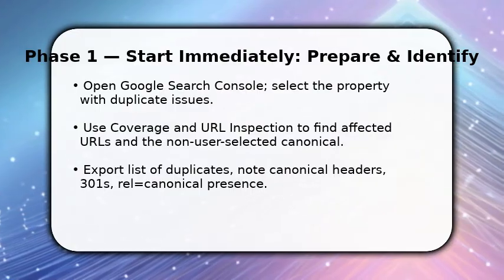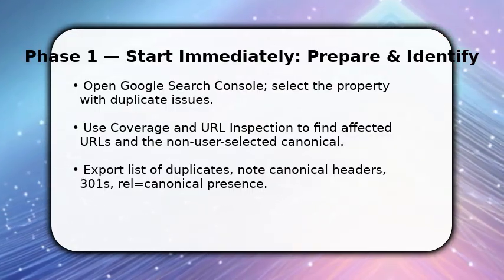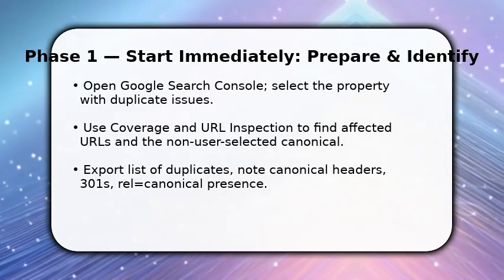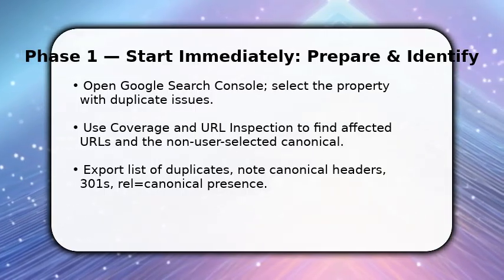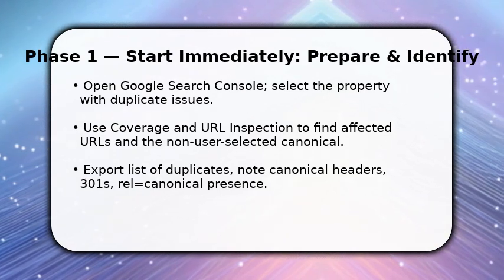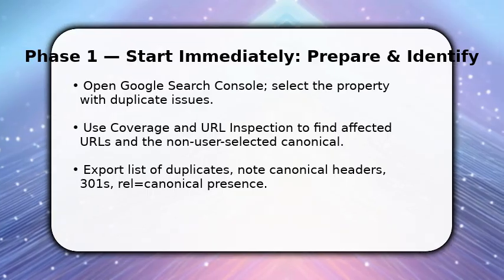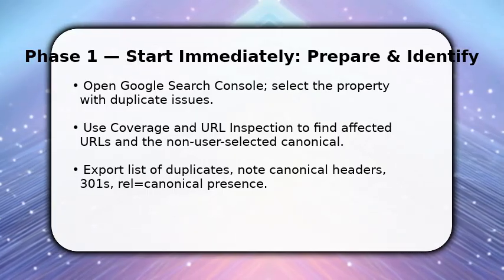Compare server 301, rel=canonical tags, and canonical HTTP headers. Once done, prioritize pages with highest traffic or conversions, because fixing those yields the fastest impact. Start with 301s on high value duplicates immediately.